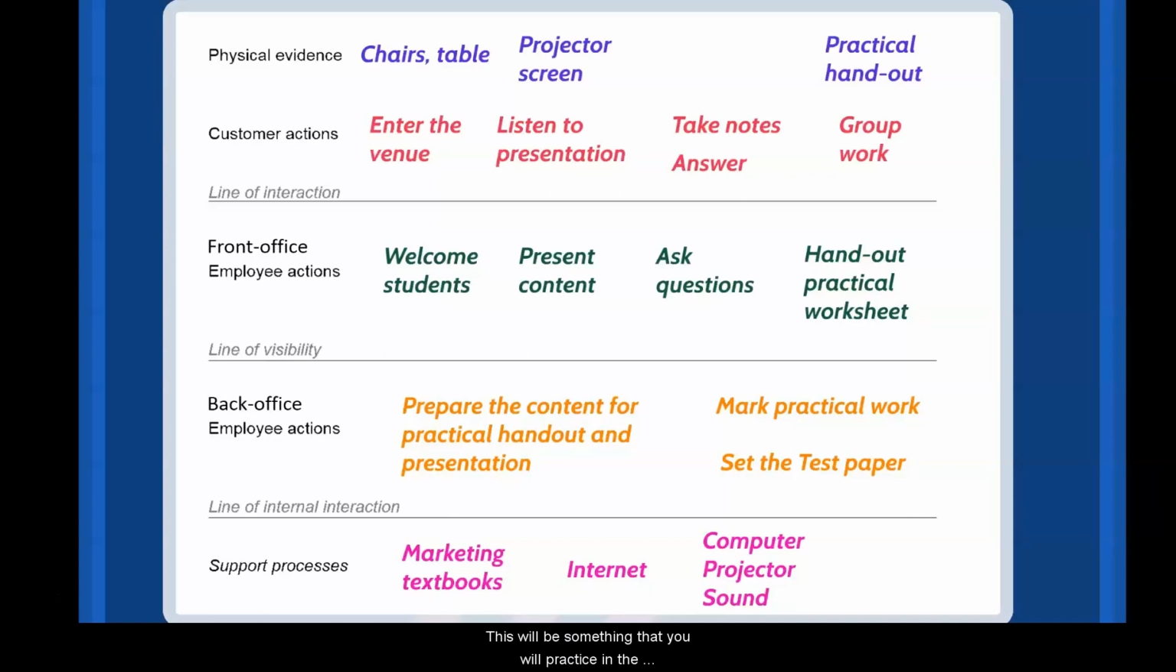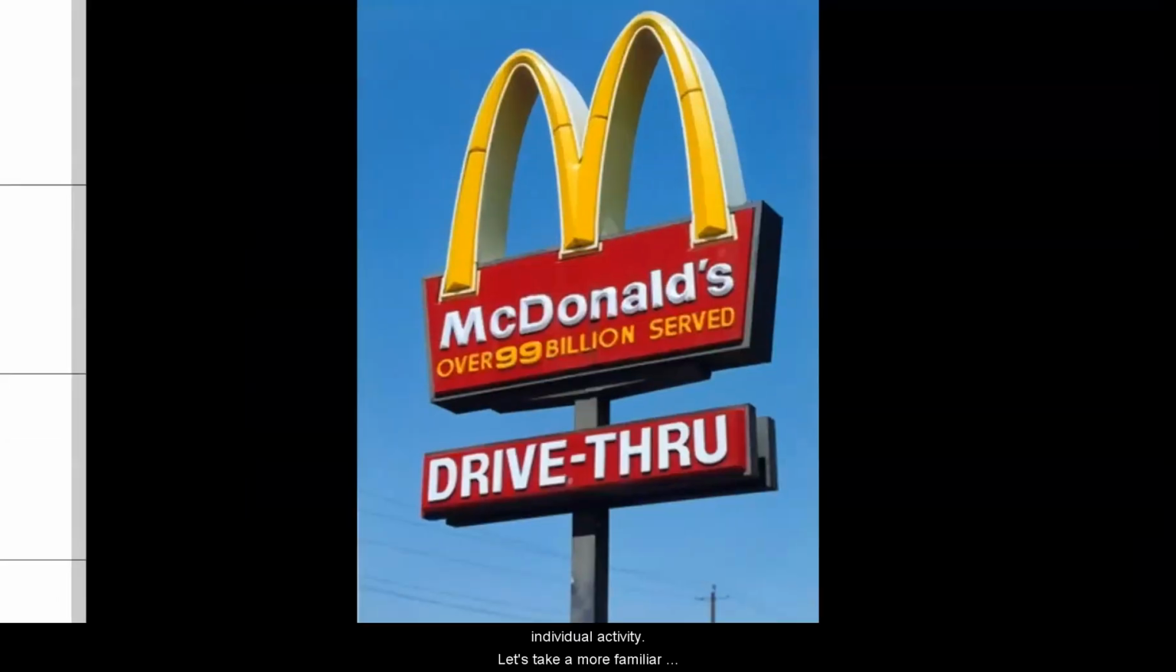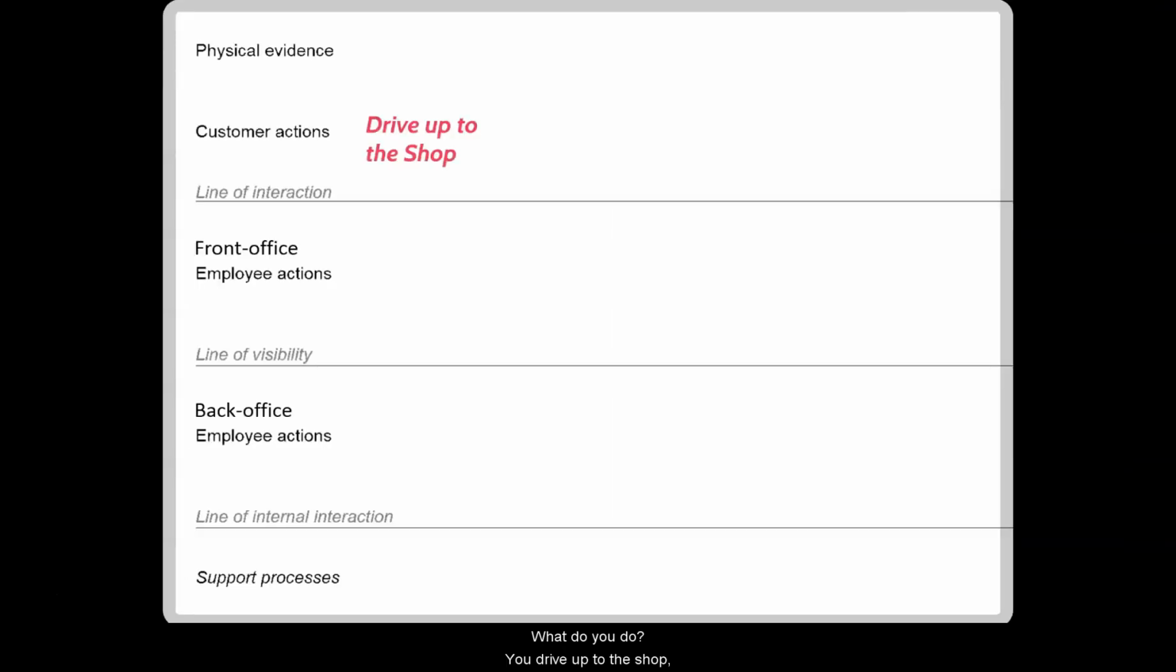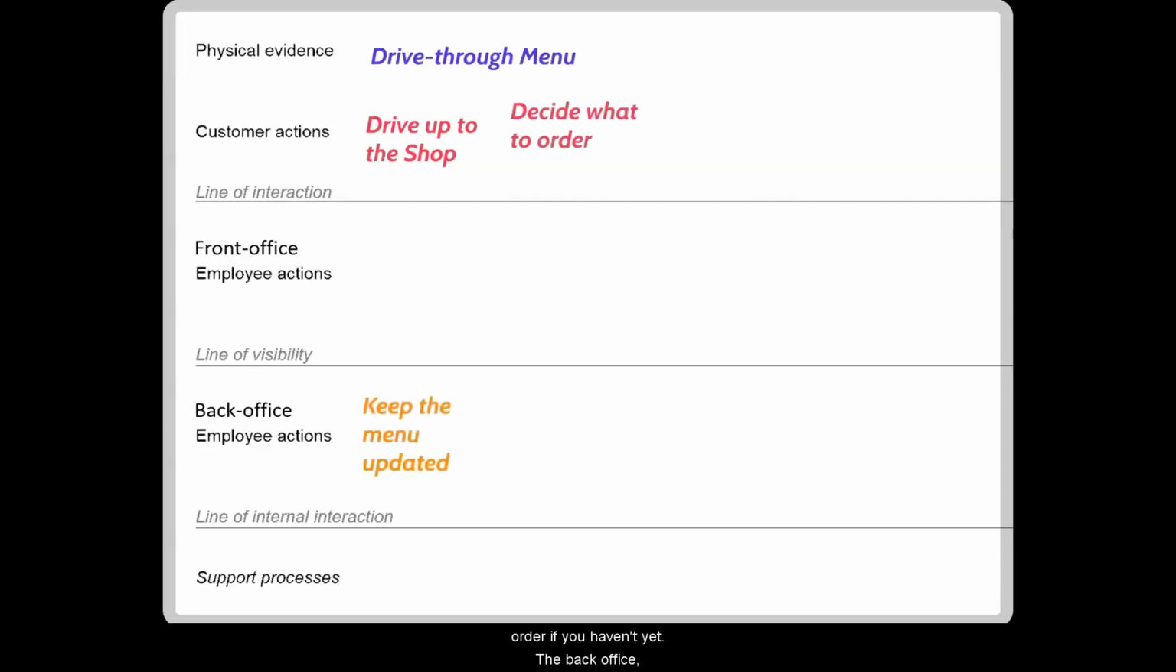This will be something that you will practice in the individual activity. Let's take a more familiar example, perhaps McDonald's. What do you do? You drive up to the shop. There's a drive-through menu. You decide what you want to order if you haven't yet. The back office keeps the menu updated in terms of the prices and what is available and what isn't.